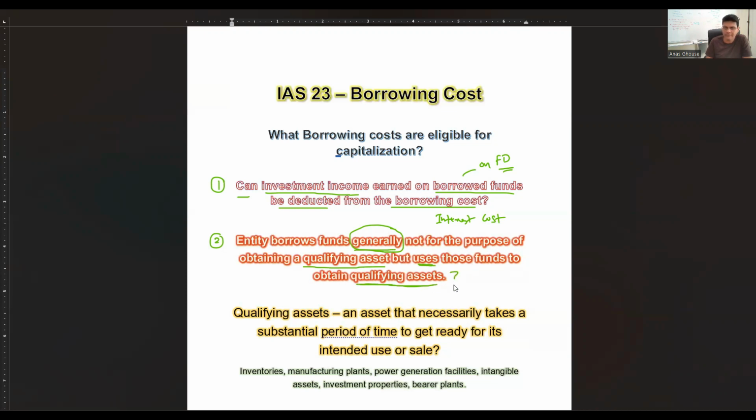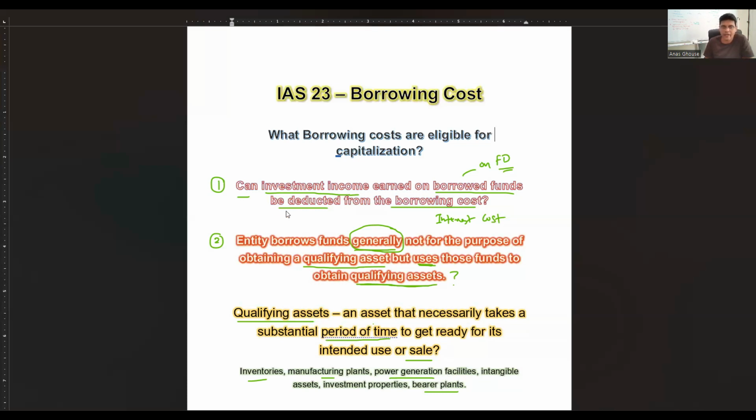So what is a qualifying asset? A qualifying asset means an asset that necessarily takes a substantial period of time to get ready for its intended use or sale. For example, inventories, manufacturing plants, power generation facilities, which take a considerable period of time, maybe 2 to 3 years. Also intangible assets and investment properties. In those situations, it takes a considerable period of time to complete the construction or production. In such a situation, whatever borrowing cost is incurred for the purpose of constructing a plant or power generation facilities can be capitalized.